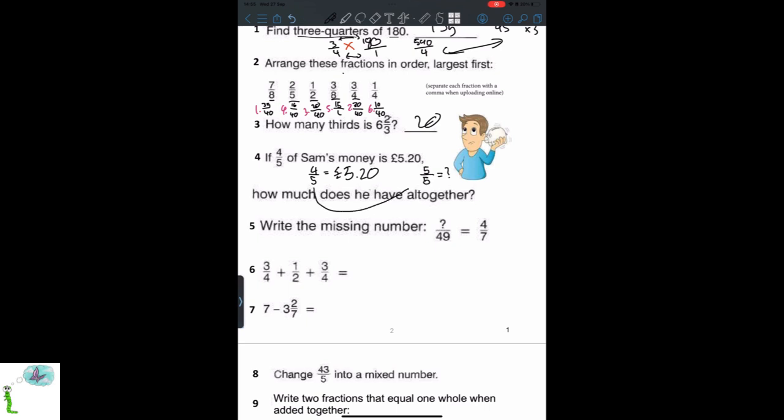So to get from 4 over 5 to 5 over 5, we first divide it by 4 to get to 1 over 5, and then we times that by 5. So there's two operations we're doing here. And then we can do the same to this. So we divide this by 4, then we times it by 5. And what you're going to get is £6.50.